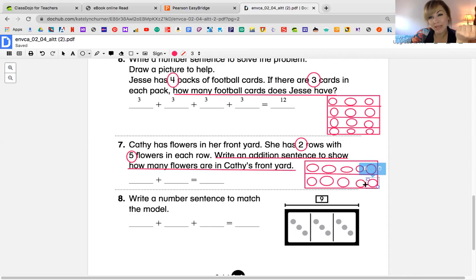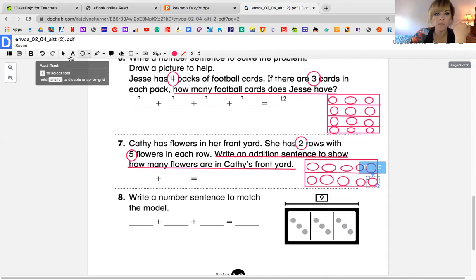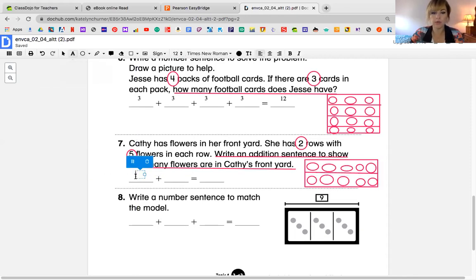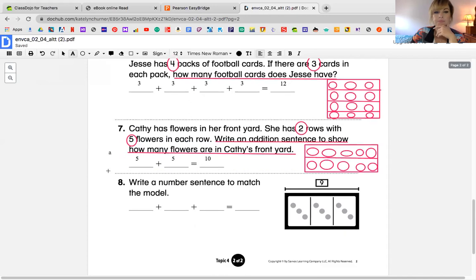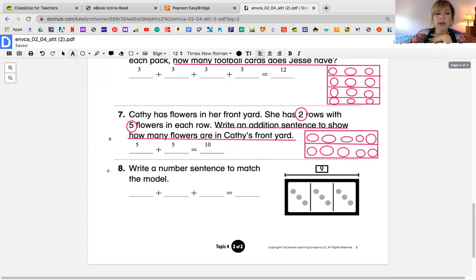And normally they should be even. Sorry, but it's super hard. So my math sentence should read 5 on the first row, 5 in the second row, and there's a total of 10 flowers in the array. Okay? Number 8 says, write a number sentence to match this model, okay?